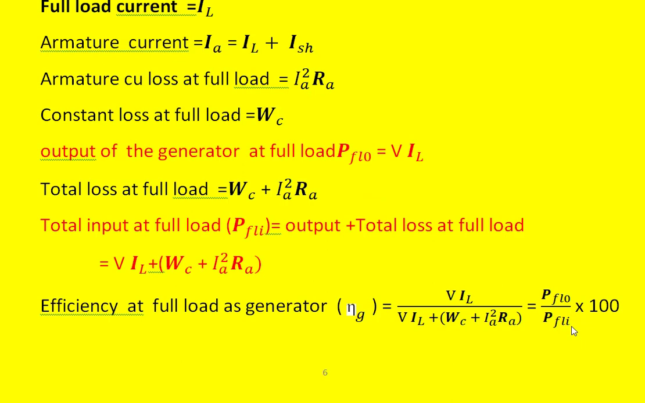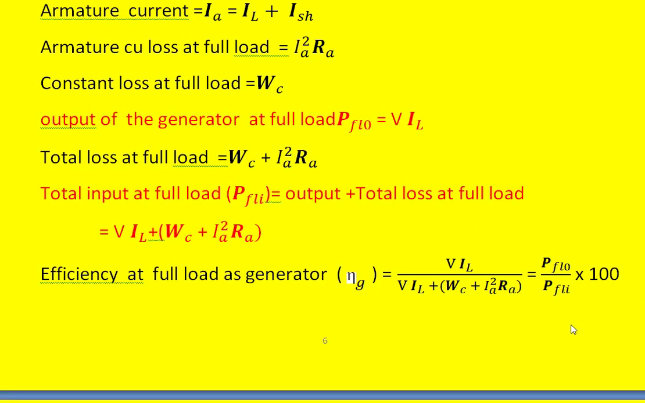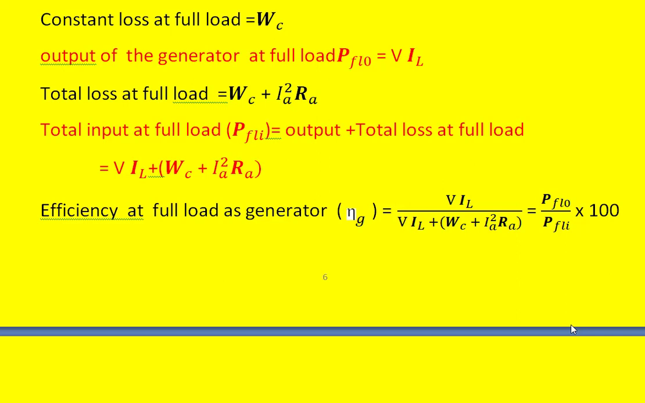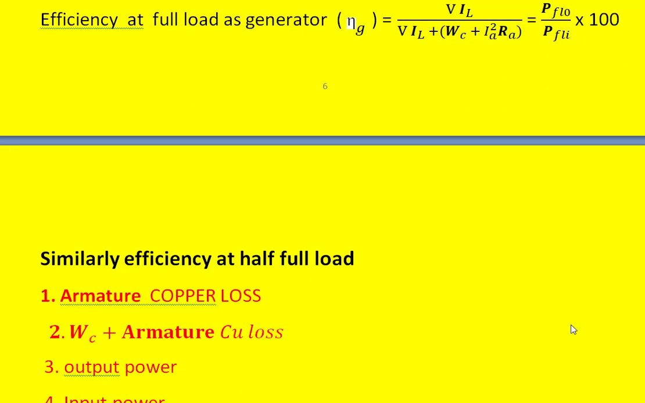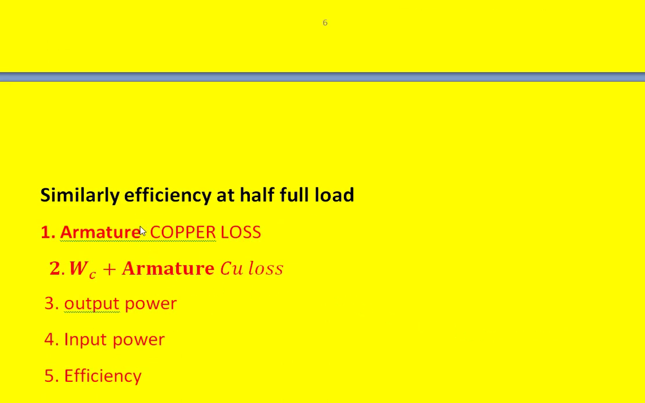Suppose the same treatment is extended when the generator supplies only half full load current. Then also we can calculate the efficiency of the generator. The steps are the same. First, we have to calculate the armature copper loss under half full load condition. Then we calculate the total loss, that is, adding the constant loss obtained from the Swinburne test to the armature copper loss.